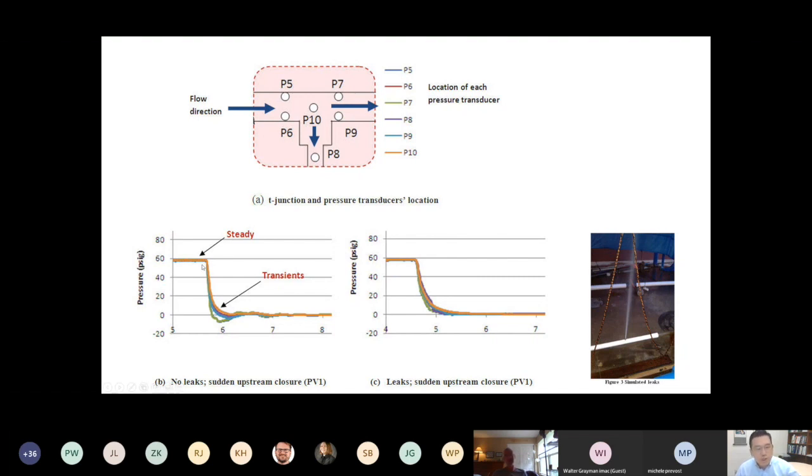Then there was sudden upstream closure of the butterfly valve that we installed. This shows the steady state was 60 psi. For the different locations, to our disappointment, we didn't see huge fluctuations or huge differences according to the location of the service line, which bears further examination. This shows the simulated leaks. Of course, as we know well, if there's a leak, the fluctuation is somewhat smoothed out. That's also what we observed.